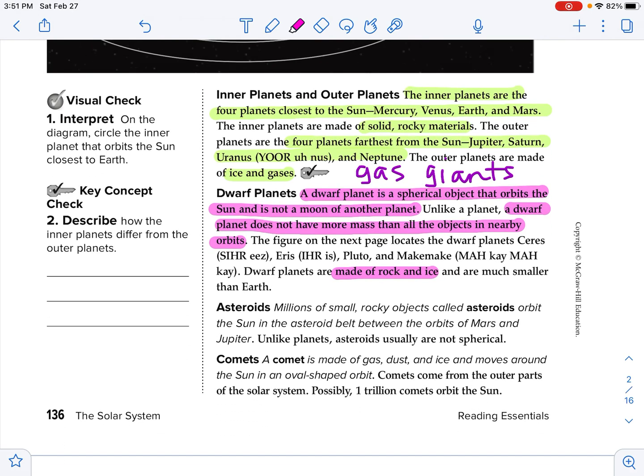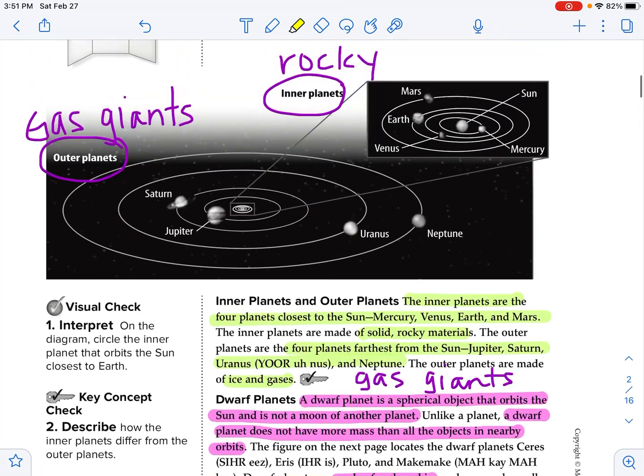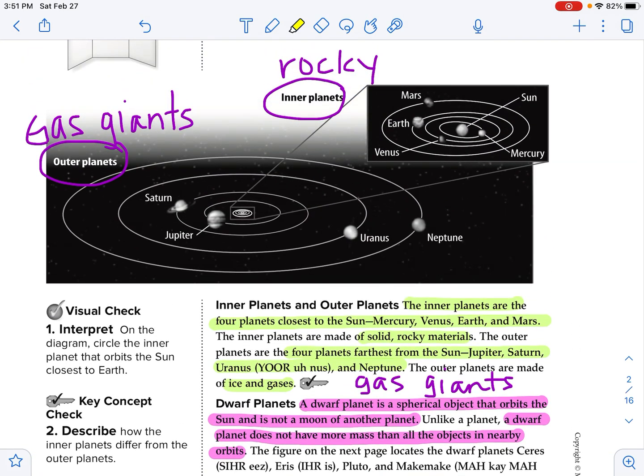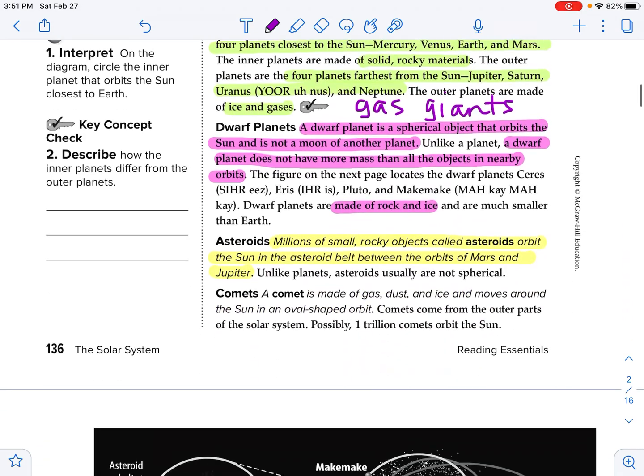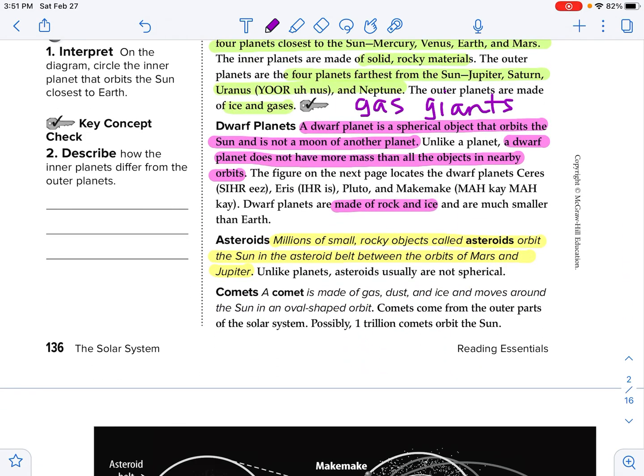All right, so then we have asteroids, and I see a vocab word. Millions of rocky objects called asteroids orbit the sun in the asteroid belt between the orbits of Mars and Jupiter. So that's going to be at this spot right here, after here and before here. Unlike planets, asteroids usually are not spherical.